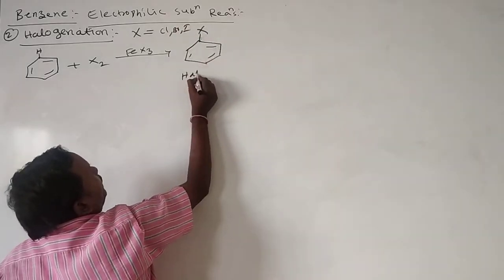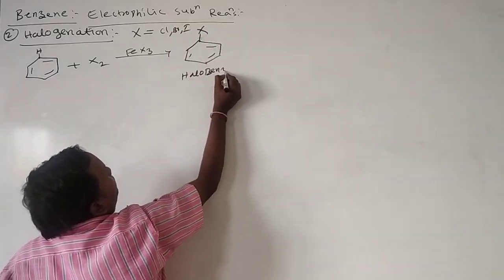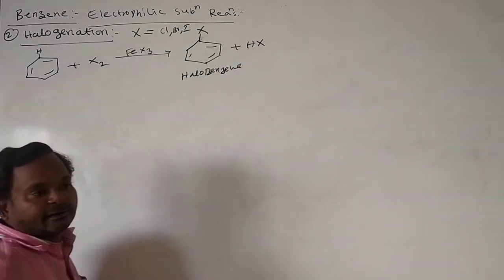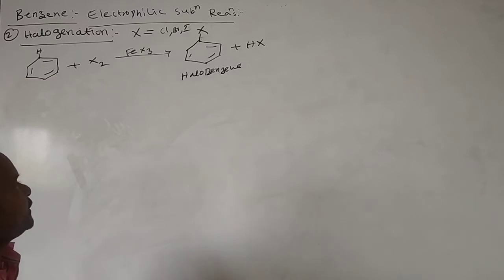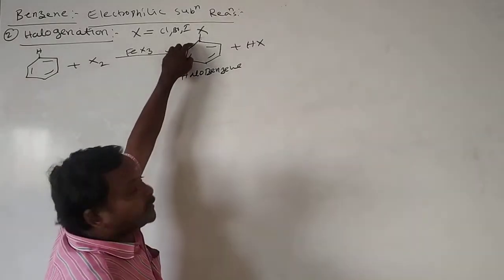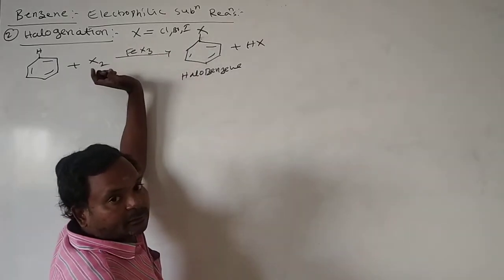This is what we call halobenzene, along with the liberation of HX. If it is chlorine, we get chlorobenzene, and that is called chlorination.